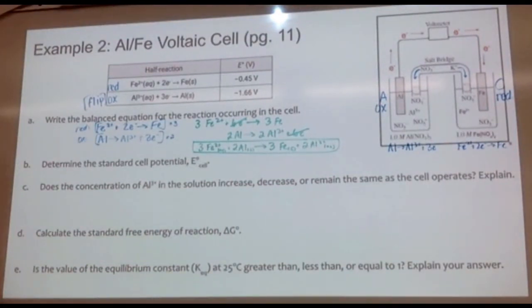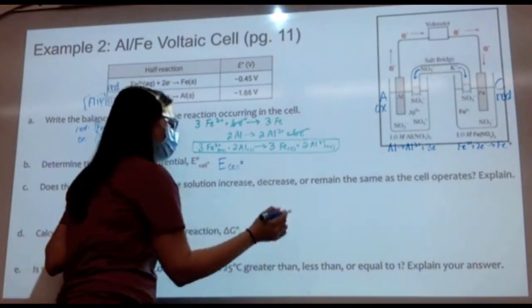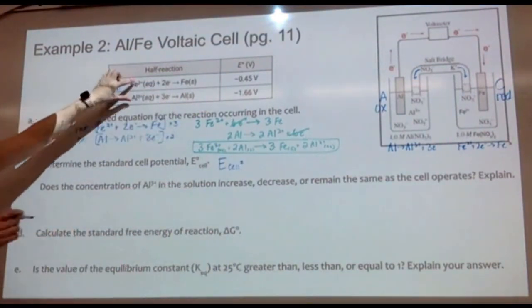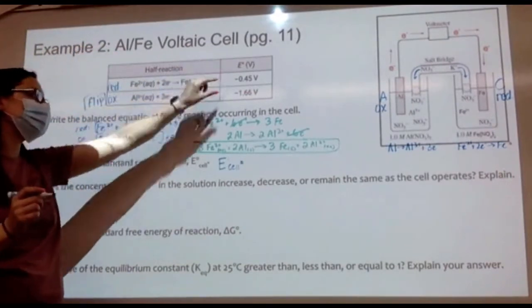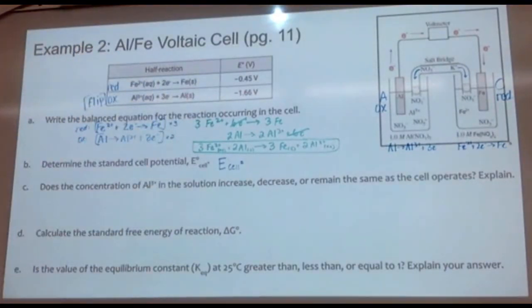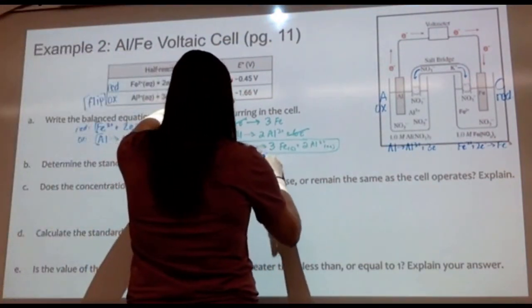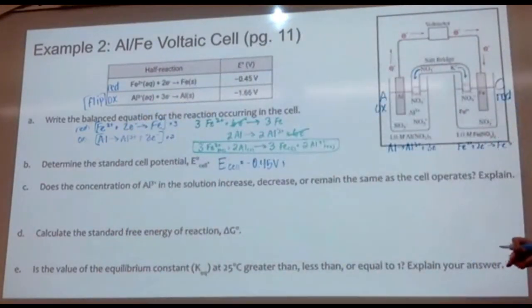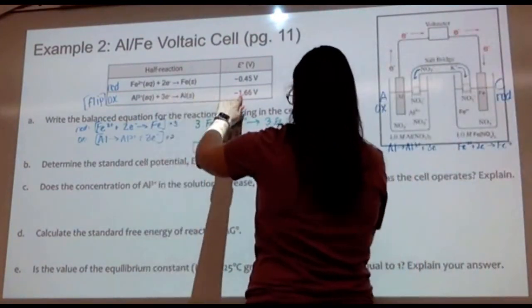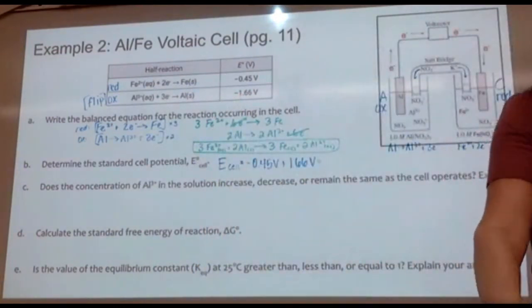So for part B, determine the standard cell potential. Okay, E naught cell. Calculating the cell potential, we have these half reactions. These are reduction half reactions. These are reduction potentials. The reduction half reaction is negative 0.45 volts. I leave that alone because iron was reduced. Aluminum was oxidized, so since I had to flip the reaction, I flipped the sign. 1.66 volts.